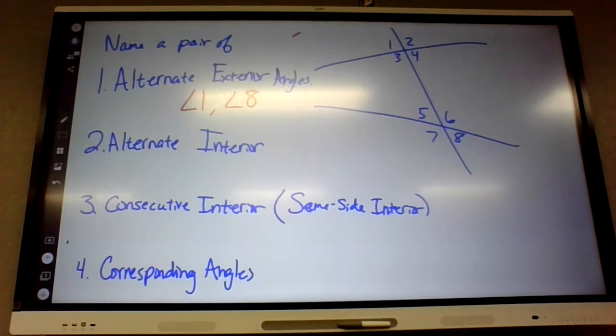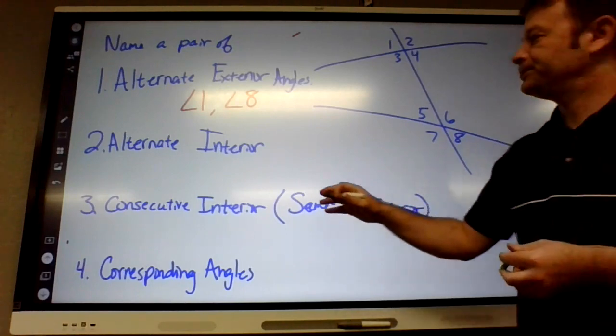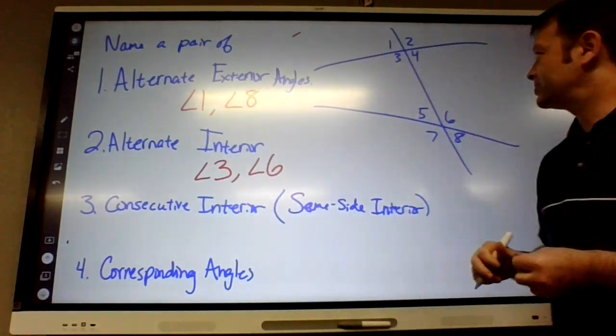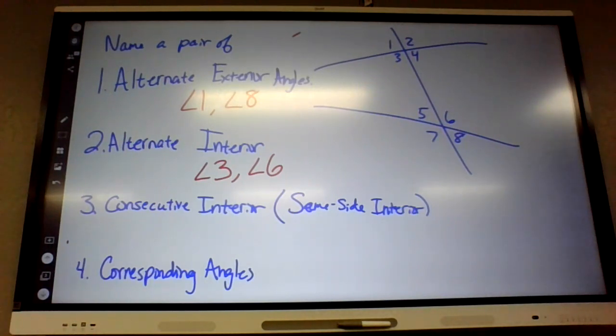Emily, alternate interior? 3 and 6. Yep. Or 4 and 5. Go ahead and put the angles in, like on the text.